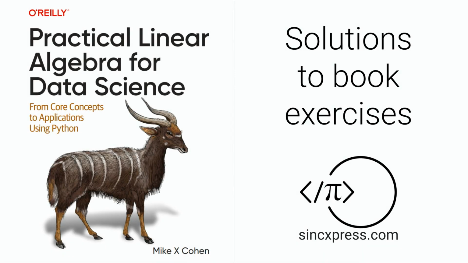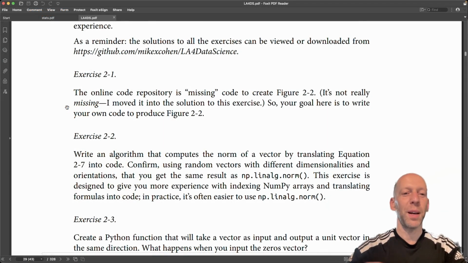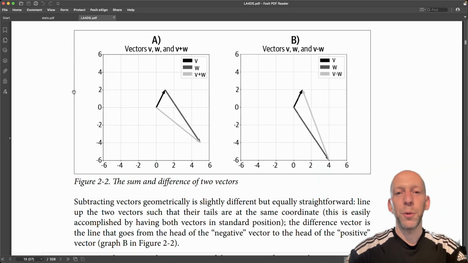Welcome to Chapter 2, and now I will tell you about Exercise 1. Exercise 1 is to write code to create Figure 2.2. So let's have a look at Figure 2.2. Figure 2.2 is illustrating the geometric interpretation of vector addition and vector subtraction.